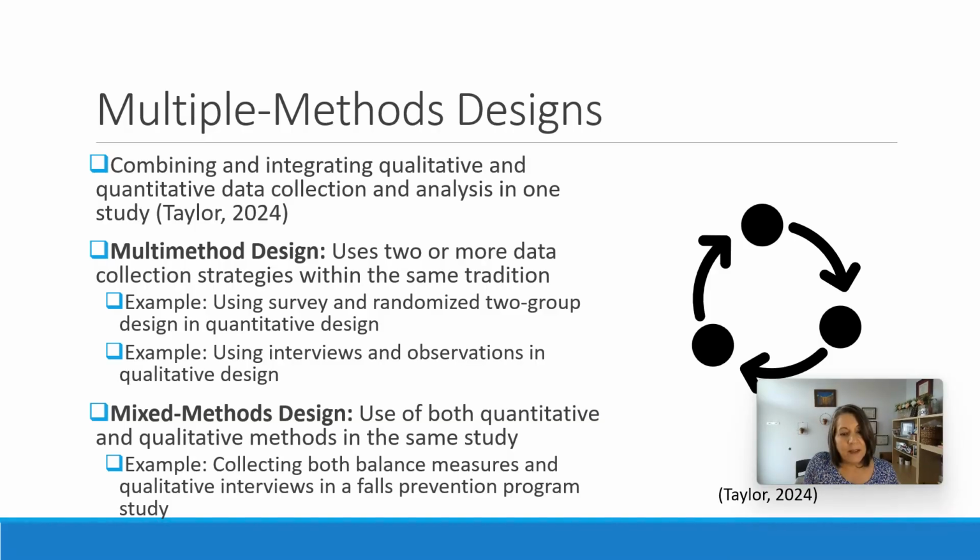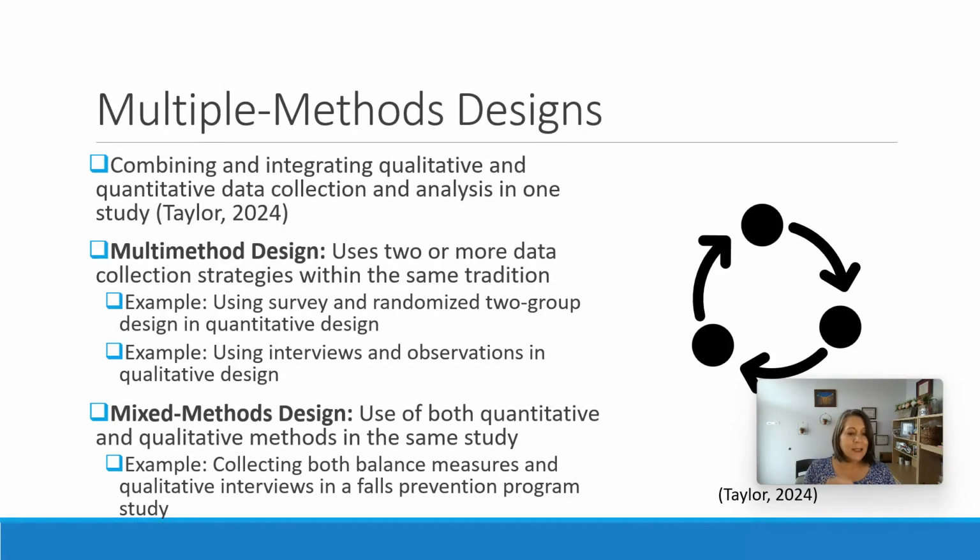Now, multiple methods design doesn't mean the same thing as mixed methods, so let's talk about what this means a little bit. It is integrating different kinds of multiple methods, but if you're saying multi-method, you might be talking about two or more data collection strategies within the same tradition. So let's say we're doing a quantitative multi-method study. We might be using a survey and a randomized controlled trial or randomized two-group design to get our results. In qualitative, we might be looking at both interviews and observations to put together a multi-method design. So you can use multiple methods within the same tradition.